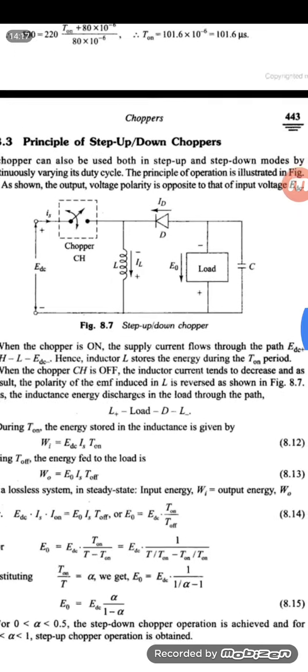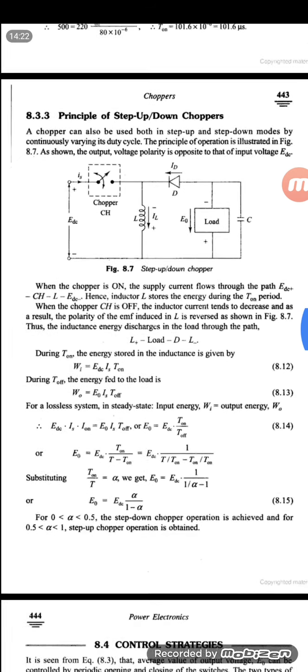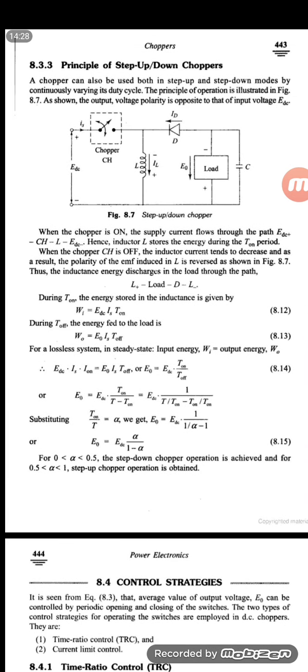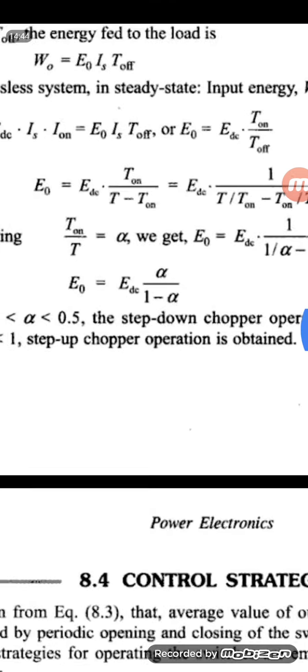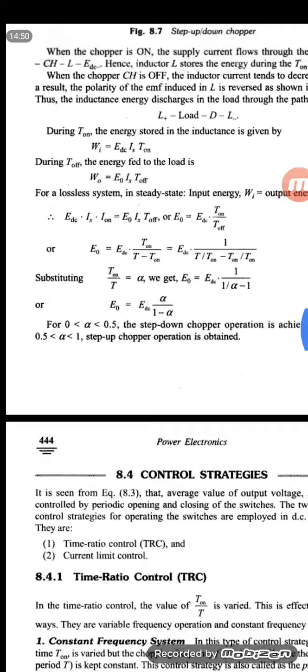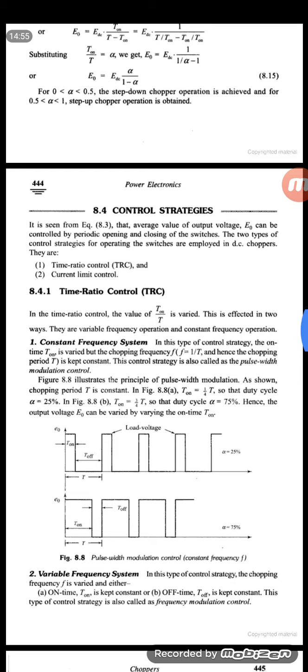In this circuit, both the step up and step down choppers can be operated. At a time we can get both operations by using this circuit. When the switch is closed, the energy is stored in the inductor. When the switch is open, the current passes through the diode and the load. So here the output voltage is equal to the input voltage times alpha by 1 minus alpha. From the GATE point of view, these questions in terms of duty ratio are very important.